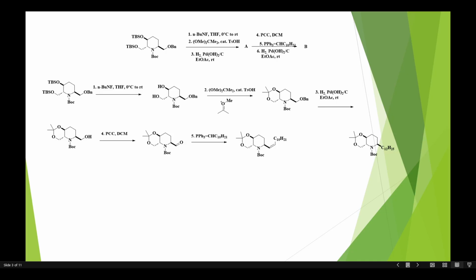After that we have the same hydrogen and palladium, palladium hydroxide on charcoal, given in ethyl acetate at room temperature, and you will get the reduction of the alkene to the corresponding alkane. Whatever the C12 is, it will also contain this carbon and this carbon. That's why we mention it as C12.